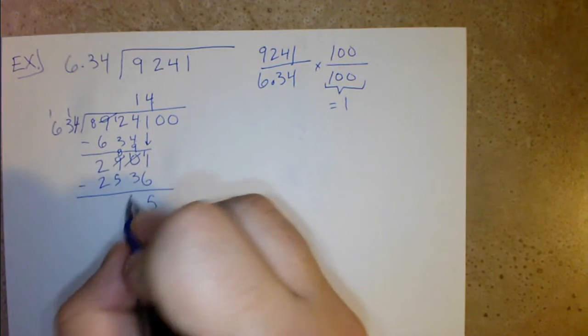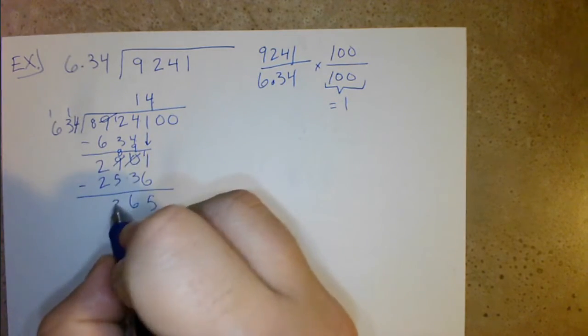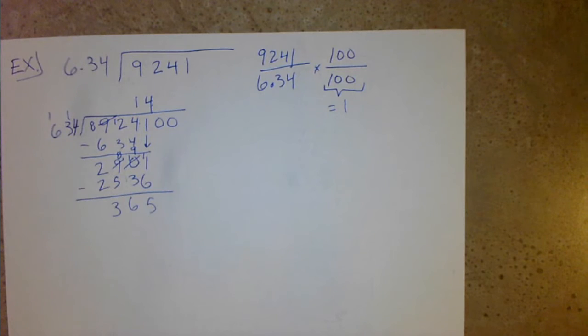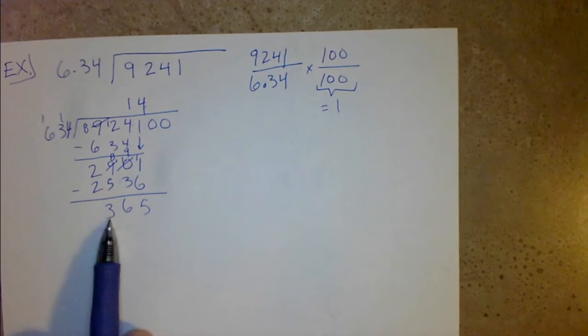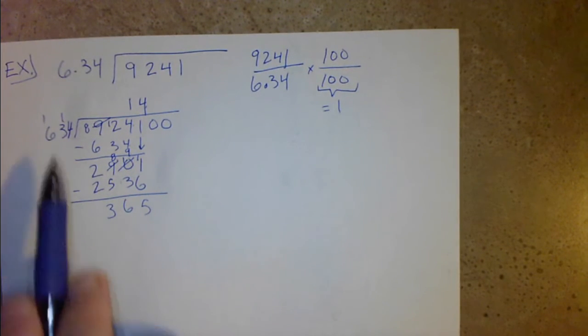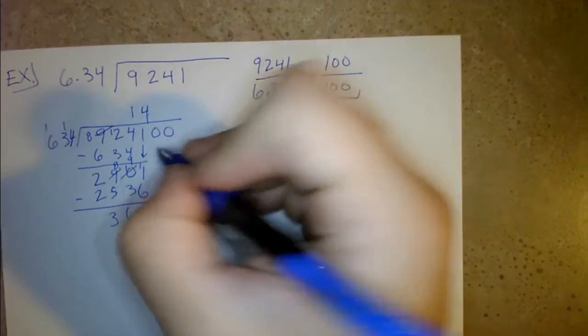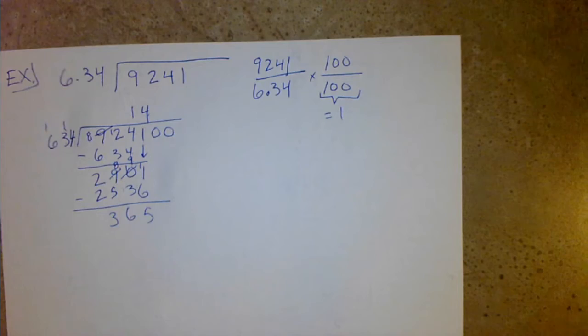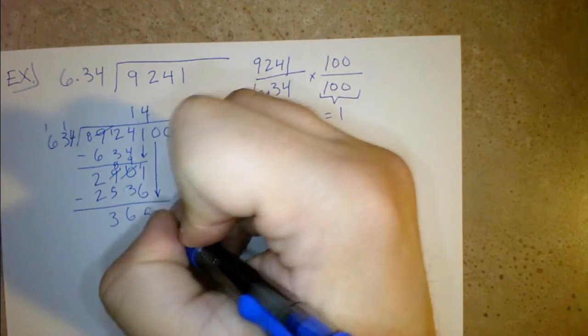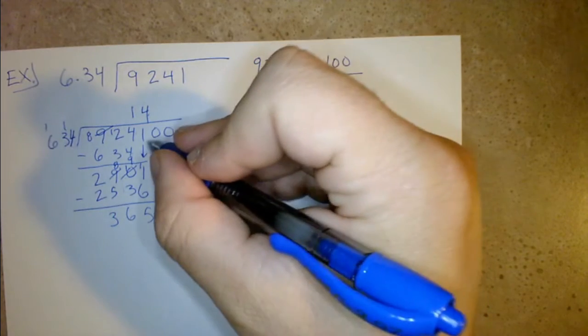9 minus 3 is 6. 8 minus 5 is 3. And I am a-okay because this remainder of 365 is smaller than my divisor. So all is good. This is where being neat and orderly is very important because I need to bring down this 0 right here. Not that one, not the last one, but that one right there.